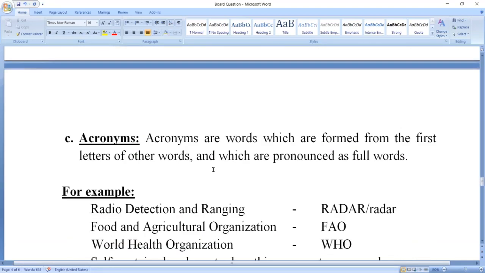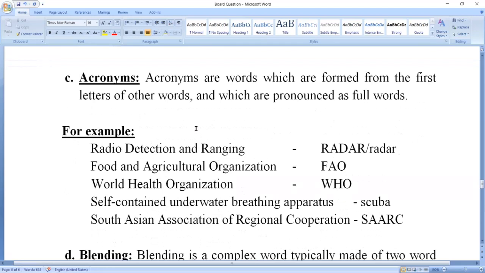Then we can go to the system of acronym. This is also another way we can form new words. So what is an acronym? Acronyms are words which are formed from the first letters of other words. Here we also use the first letter or letters, but the letters are not pronounced individually; rather, the word is pronounced as a new word, as a full word.